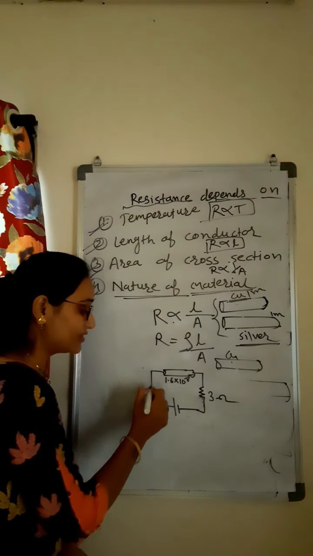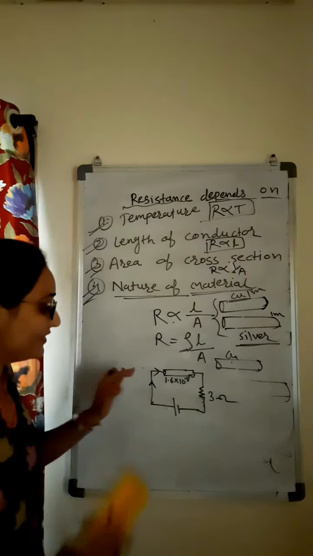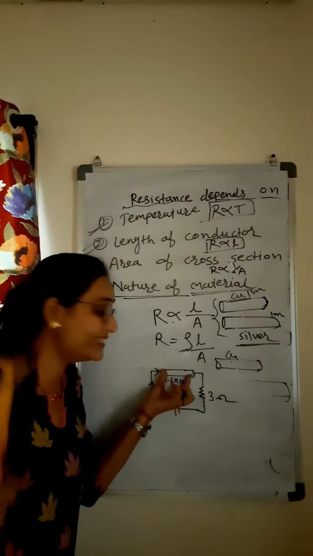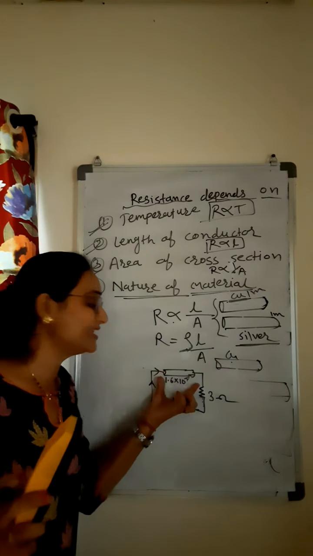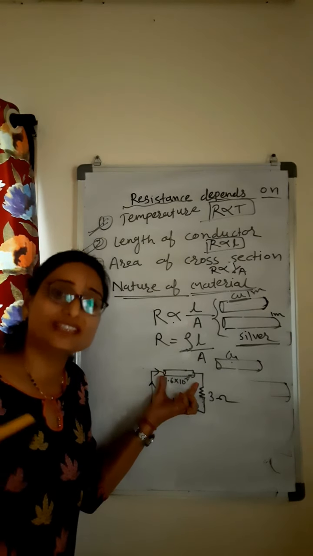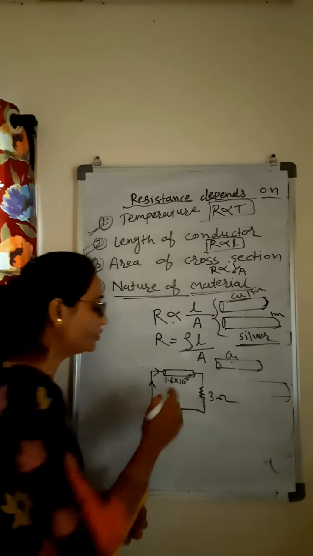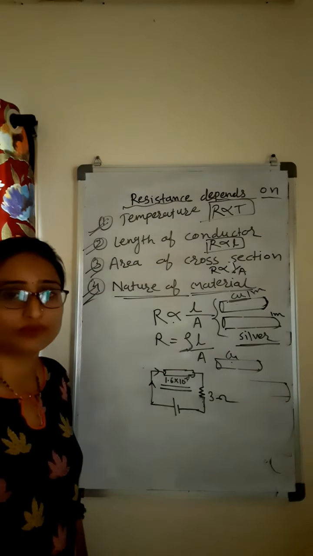Now if I ask you, what is the resistance when current flows through this conductor? How much resistance will only this conductor provide? That is the specific resistance. That is resistivity. You will just say this much resistance it will provide.